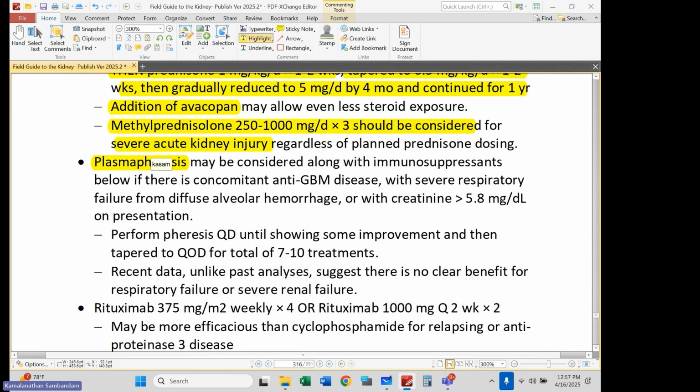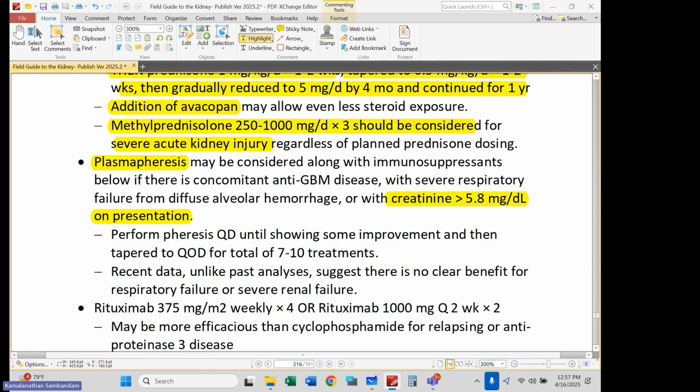Now, the question of plasmapheresis has evolved over time. We used to think that it seems to be beneficial if you have a creatinine of at least 5.8 milligrams per deciliter. You might ask yourself, that's an odd number. Where does 5.8 come from? This is 500 micromolar. So in the European or international units, 500 micromolar would be equivalent to a creatinine of 5.8 milligrams per deciliter.